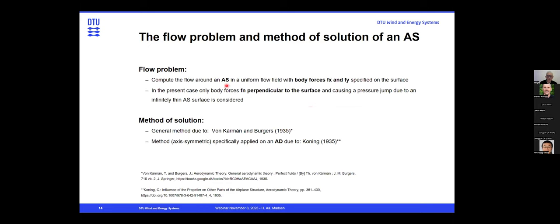So for computing the flow around the actuator surface, we have specified body forces in the flow on this actuator surface. And in the present case, we will only consider body forces that are perpendicular to the surface. And then we have to solve for the flow field. There, I've been following the general method of von Karman and Burgers. They operate with body forces on the flow field, for example, to compute the flow for wings of finite span. But this general method has been more specifically used by Koning to simulate an axisymmetric actuator disk. So it's these two approaches that we will use in setting up the equations and for the solution of the equations.